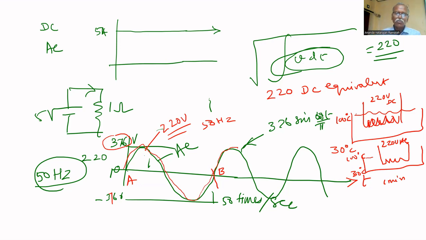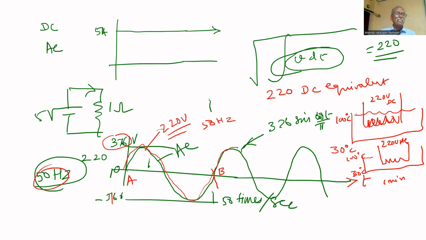RMS value, root mean square value. We square that value, integrate for 1 cycle, and find the root of that value. That is equal to 220. That is physically equivalent to 220 volt DC. So the DC equivalent value is 220. So we call it 220 volt AC, 50 hertz.